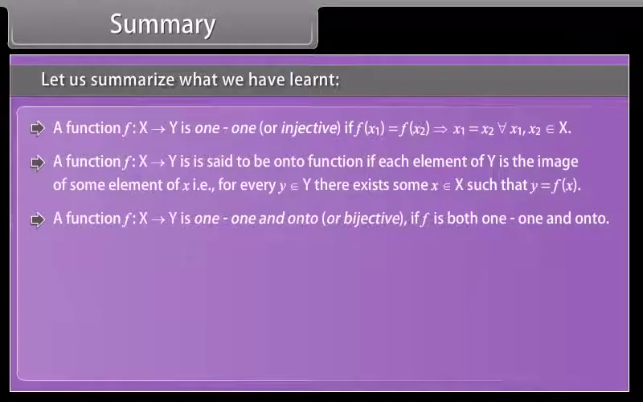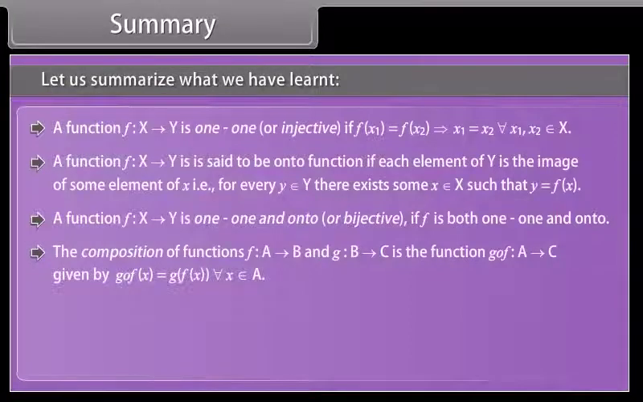A function f from X to Y is one-one and onto, or bijective, if f is both one-one and onto. The composition of functions f from A to B and g from B to C is the function gof from A to C given by gof(x) equals g(f(x)) for each x belongs to A.